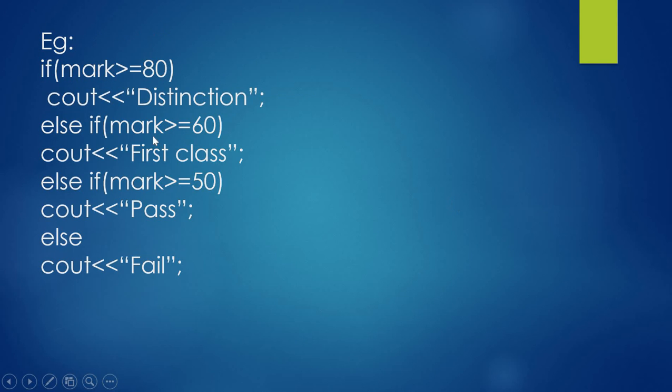Consider one example. See, if mark greater than or equal to 80, cout distinction, else if. Between this else and if there is one space, and also if, else, everything should be in small letters. Second condition is mark greater than or equal to 60. This condition true means it's first class. False means it will check the next condition.